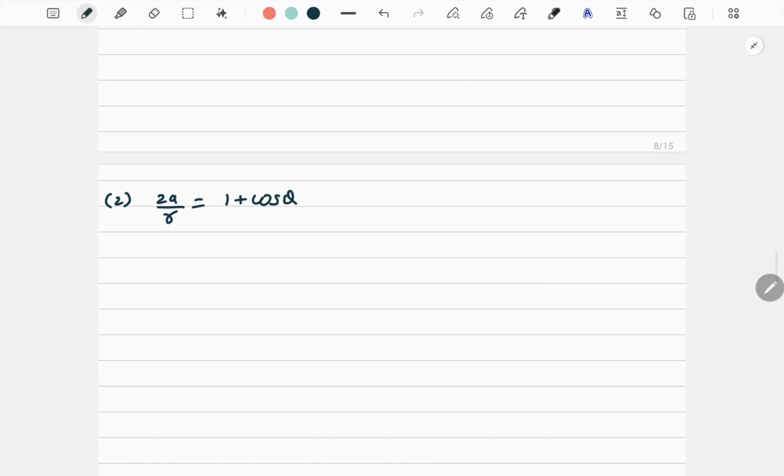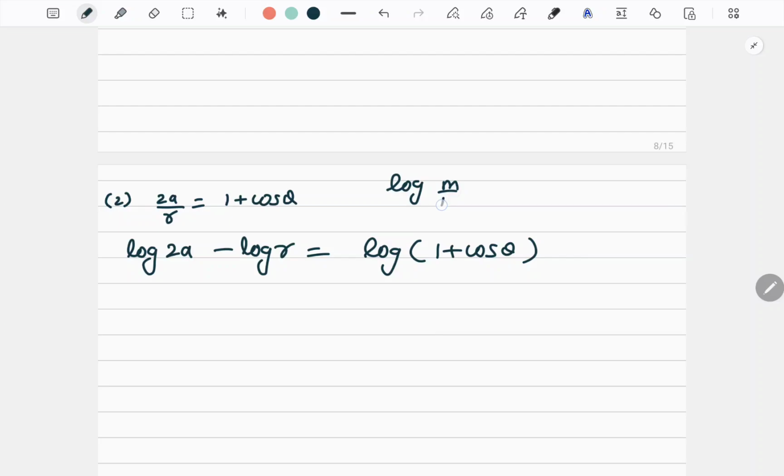Now this one. First step, take log. So log of 2a minus log of r is equal to log of (1 plus cos theta). What did I do exactly here? See, I know that log of m by n is equal to log m minus log n. That is what I have applied. When I am taking log of this, log of 2a minus log of r is equal to log of (1 plus cos theta). Please don't make the mistake of writing it as log 1 plus log cos theta. That is wrong. Now differentiate with respect to theta.